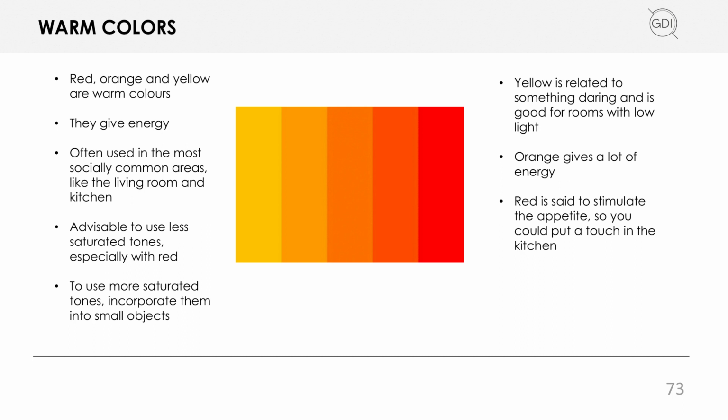Generally speaking, yellow is related to something daring and is good for rooms with low light. Orange, on the other hand, gives a lot of energy, and red is said to stimulate the appetite, and for this reason, you could put a touch in the kitchen.